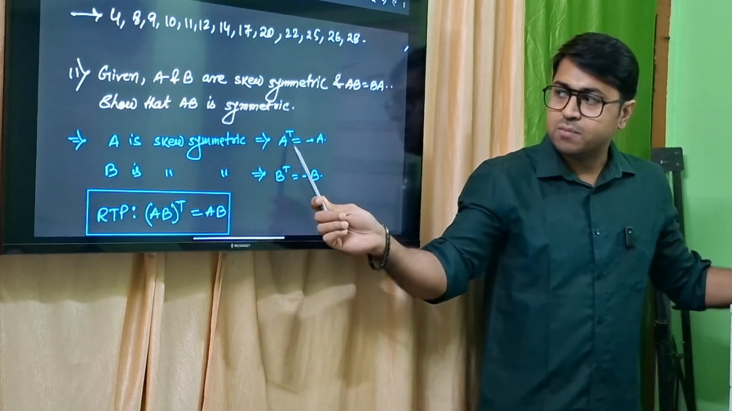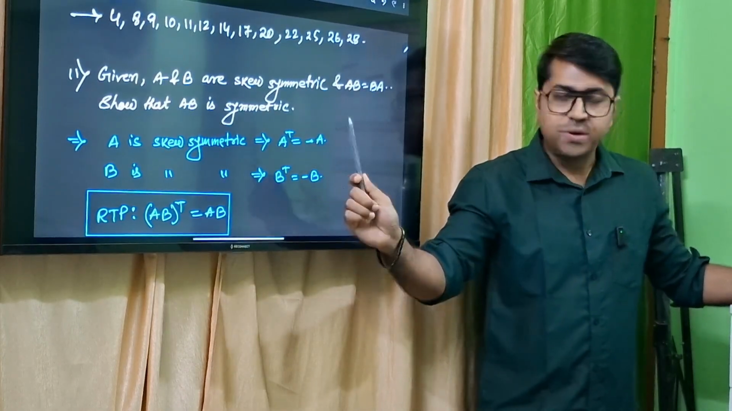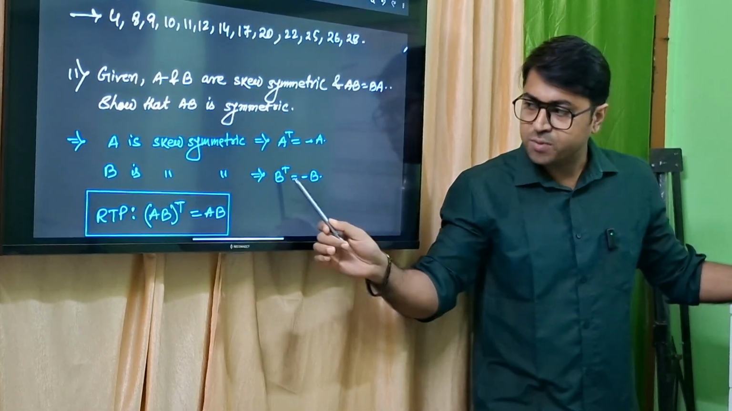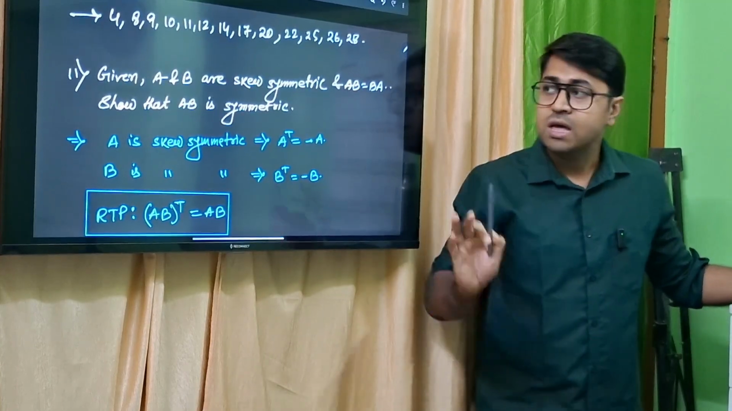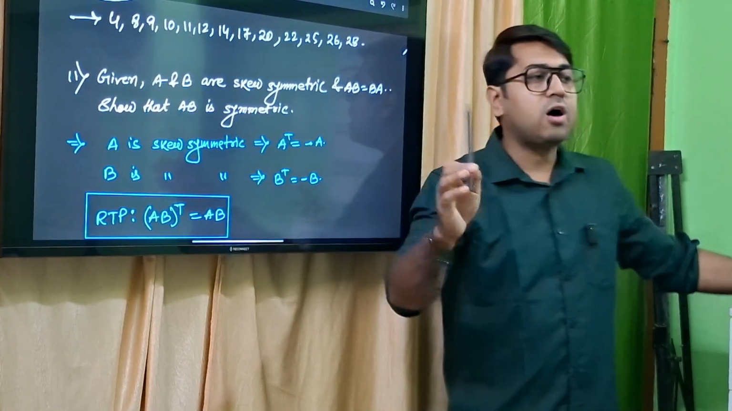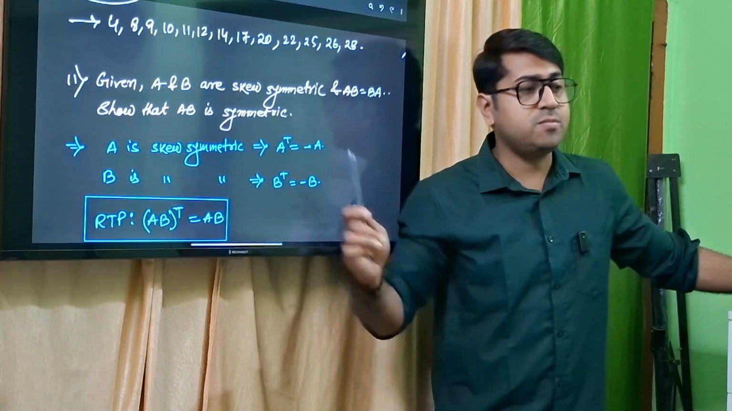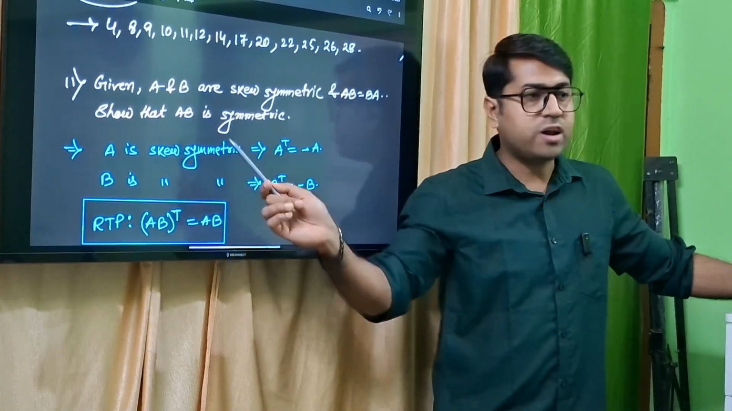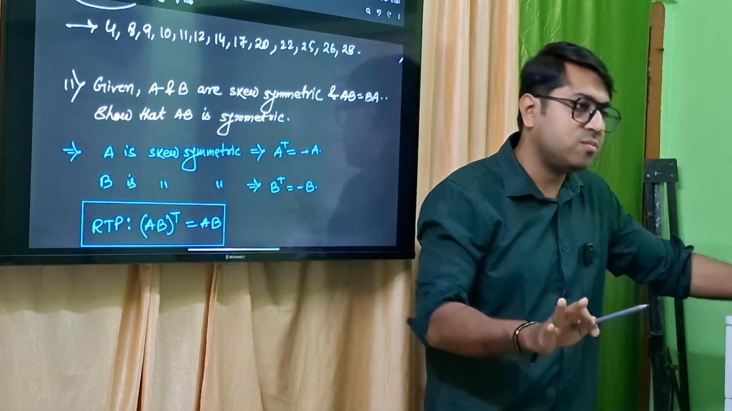Skew symmetric means A transpose equal to minus A, and B is also skew symmetric, so B transpose equal to minus B, I can write that. Now you have to show that AB is symmetric. So to prove AB is symmetric, what will I show? That if I take AB whole transpose, then I will get AB. Correct?